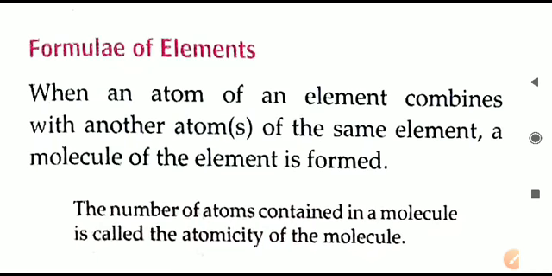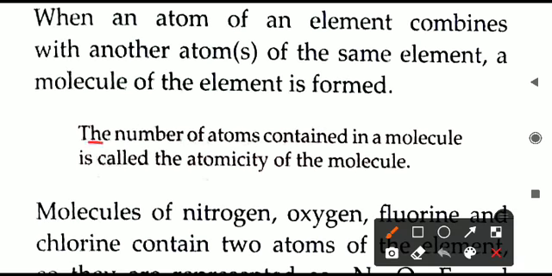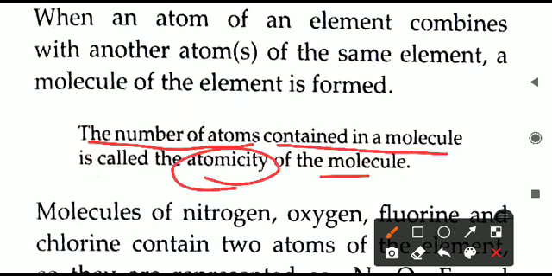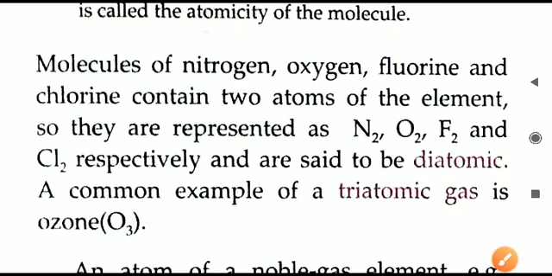When we write these formulas, we can count the number of atoms, and this number of atoms is given a term. The number of atoms contained in a molecule is called the atomicity of that molecule. Same example, H2 has two atoms, so its atomicity will be given a certain name. That is what we will be learning now.